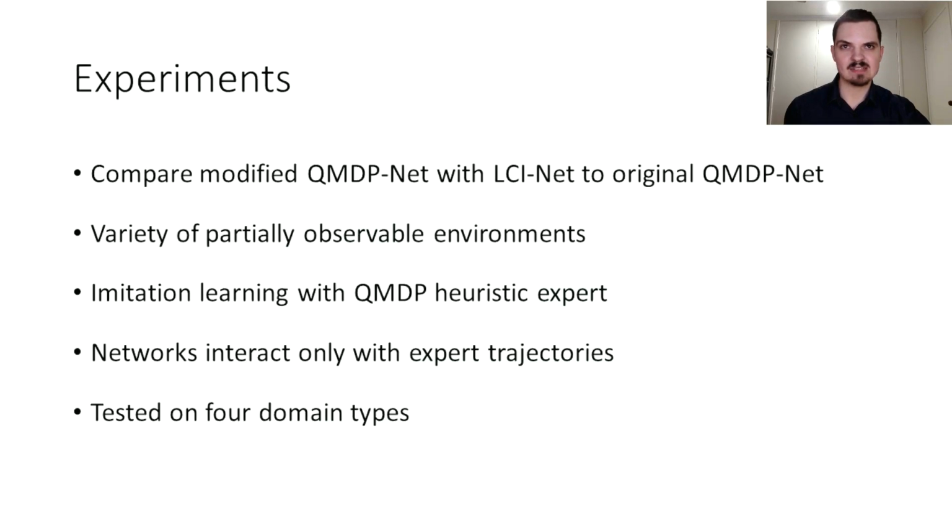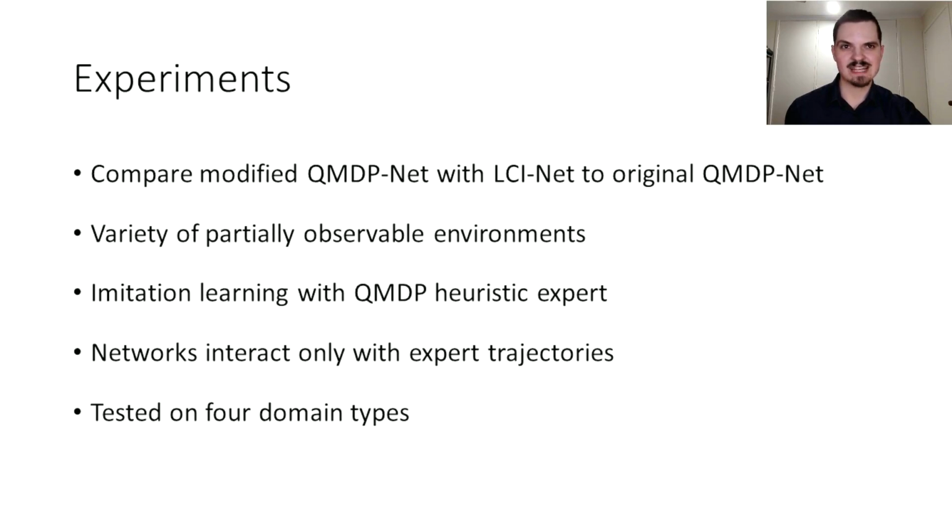We compare this LCI-Net modified variant of QMDP-Net with the original QMDP-Net on a variety of partially observable stochastic environments. Both networks are trained via imitation learning, using the same set of expert trajectories, with the expert trajectories generated by applying the QMDP heuristic algorithm to manually constructed ground truth POMDP models.